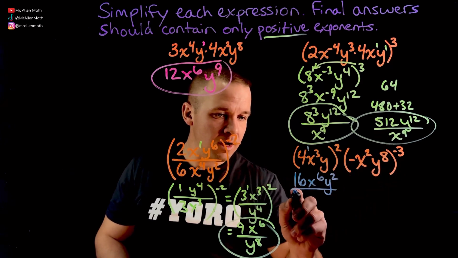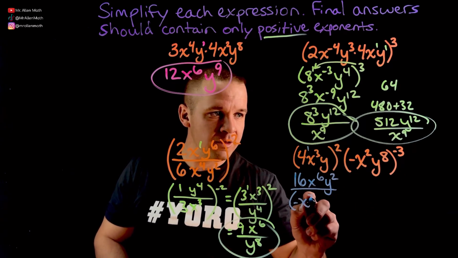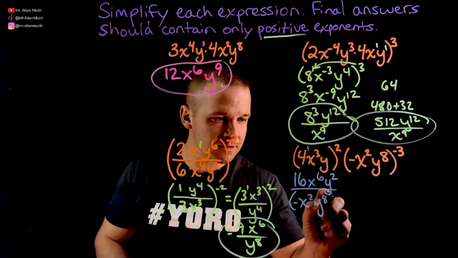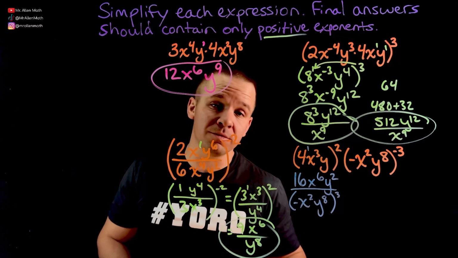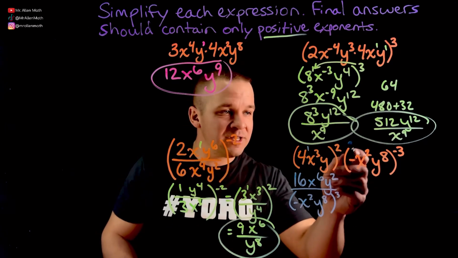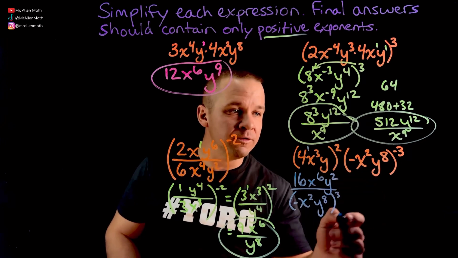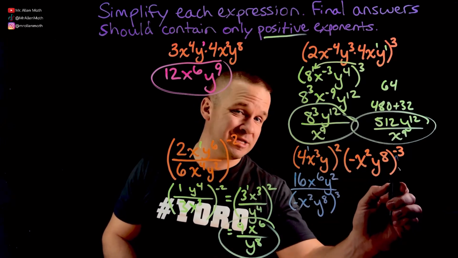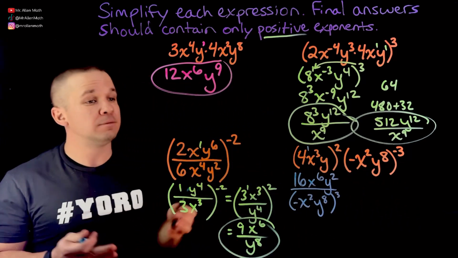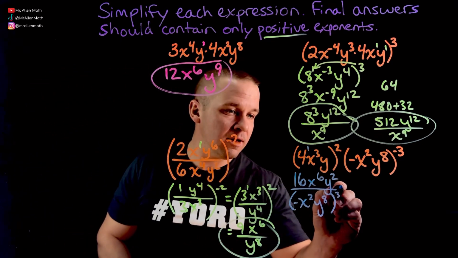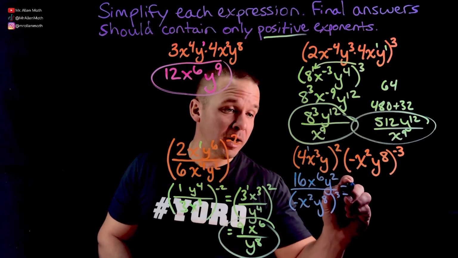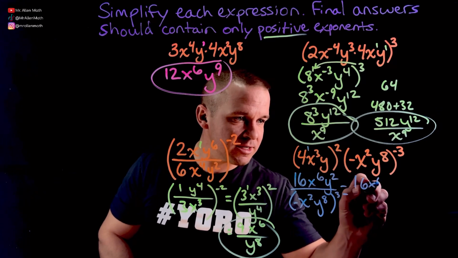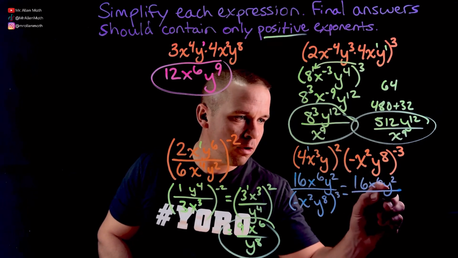Now for this next trick, I'm going to take this mess right here and throw it in my denominator. The inside stuff stays, but now this becomes cubed to the positive third. I've taken this whole mess, moved it to my denominator, and it changes the outside exponent to a positive 3. Pretty dope. All right, next up, for my next trick, I got 16x to the sixth y squared over.